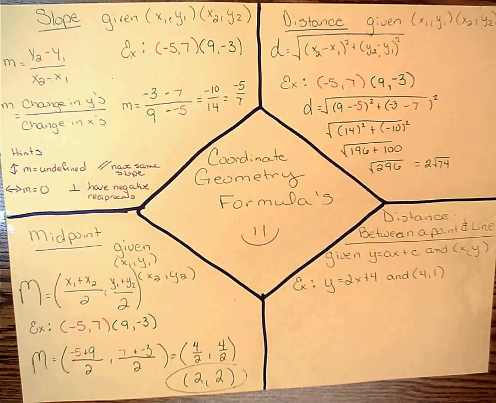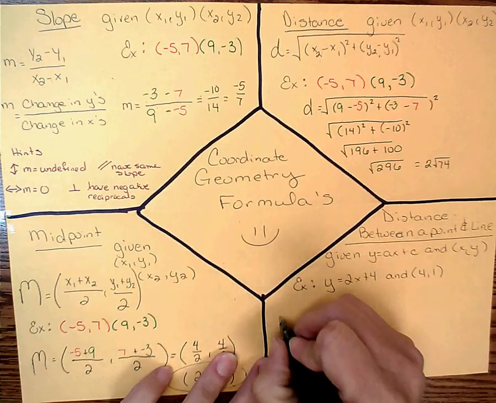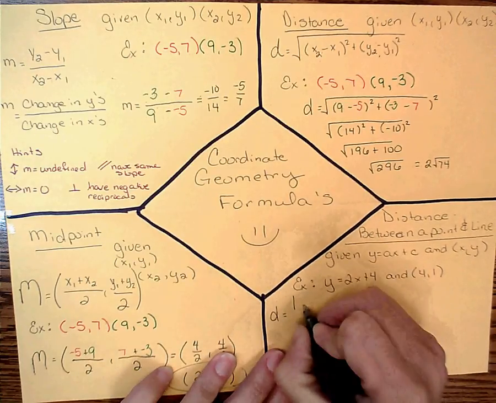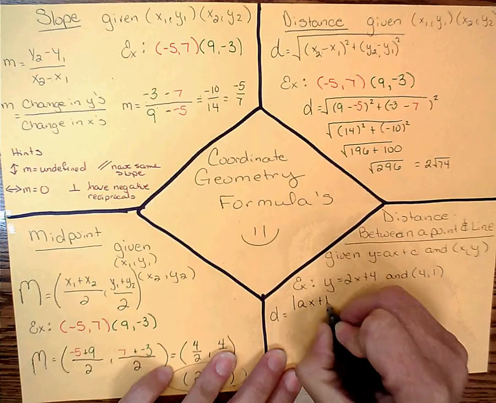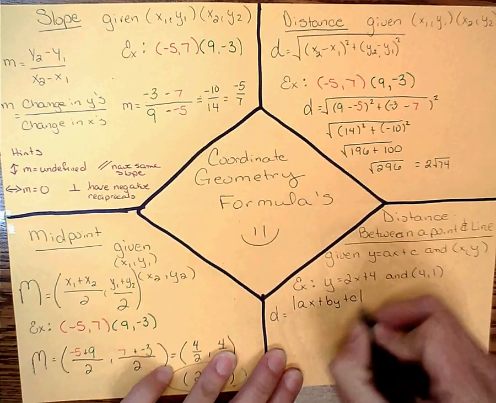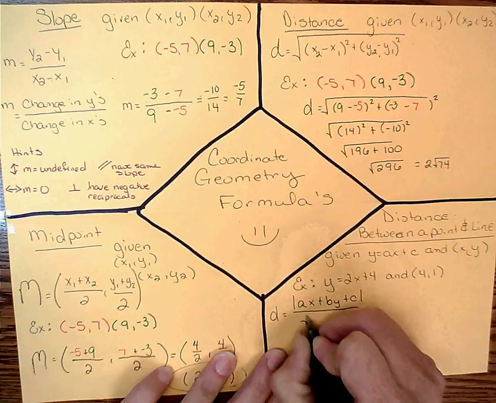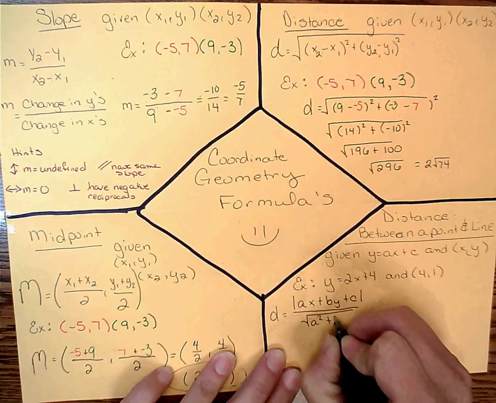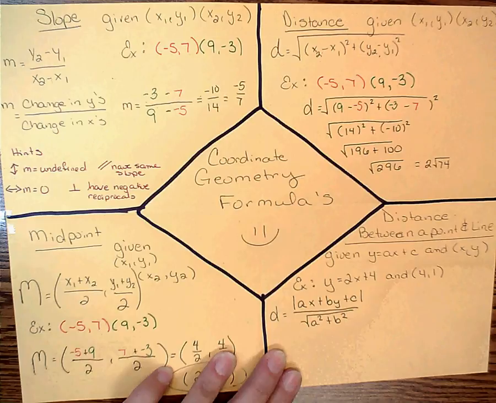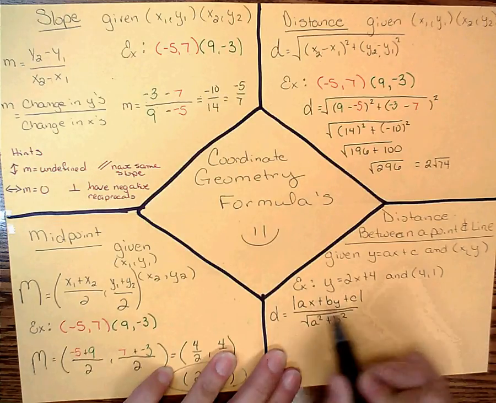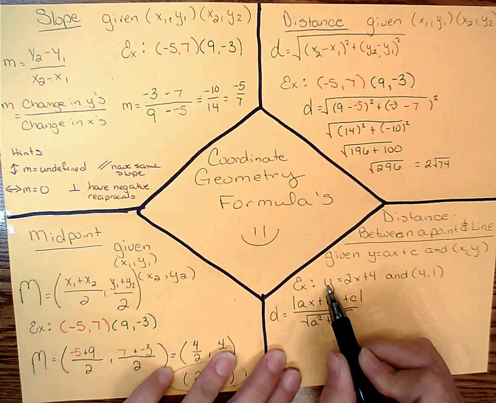Okay, this is a new one. And the newest one that I have for you is distance between a point and a line. So the first thing, if you look at this formula for distance between a point and a line, it is d equals the absolute value of ax plus by plus c, that's absolute value, all over the radical of a squared plus b squared. Okay, so if you notice with your formula, you do not have a, b, and c all on the same side. You only have a y on this side and an x on this side.